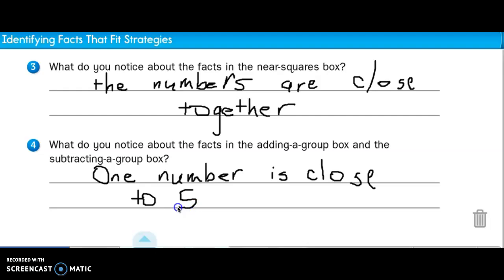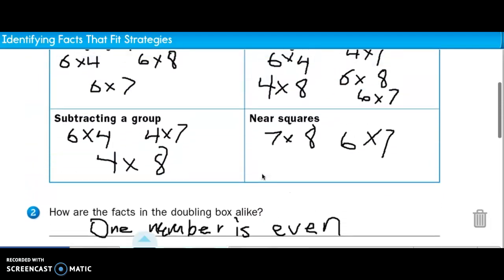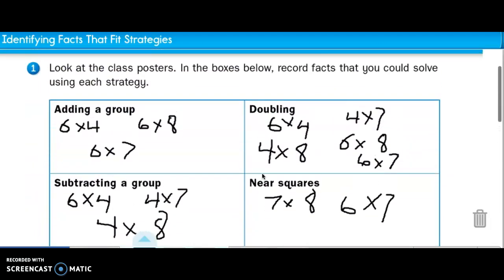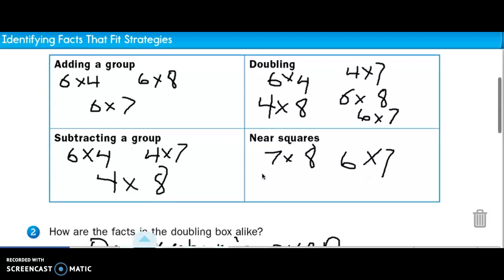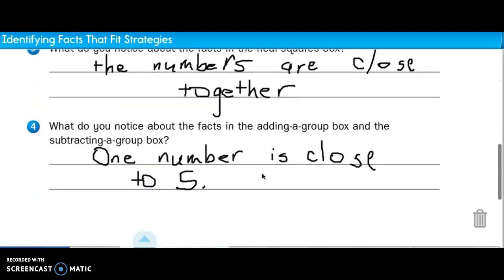Those are things that we notice about some of the strategies. So we're just kind of taking notice about the different strategies that we use and when we can use them.